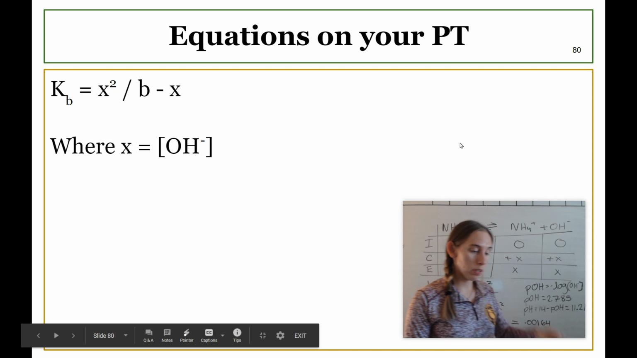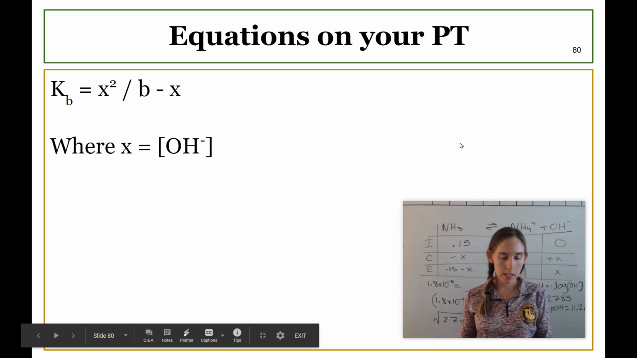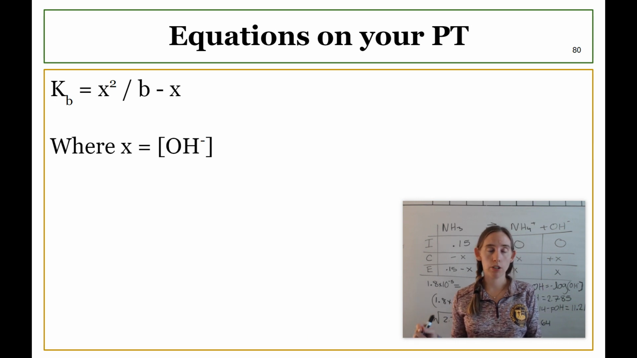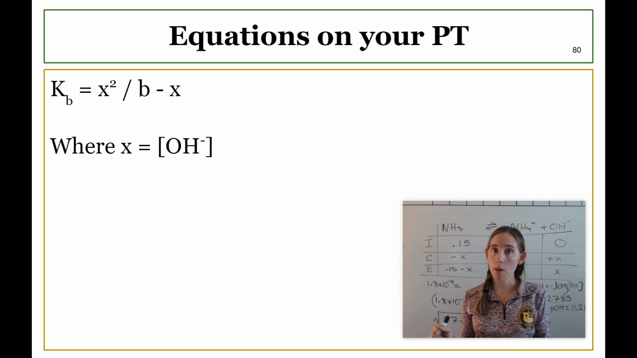All right, so there's your general equation. It's on your periodic table. Kb is equal to x squared divided by b minus x, where x is equal to hydroxide. And again, you can almost always, well, I should say always, ignore the x in the denominator because it is so small, it's not going to change b.